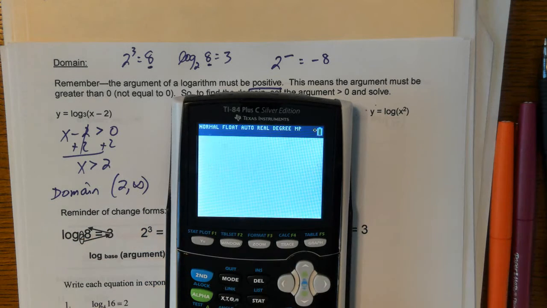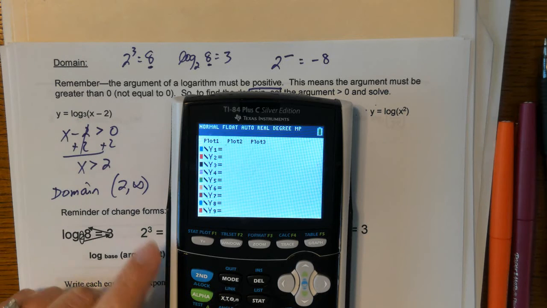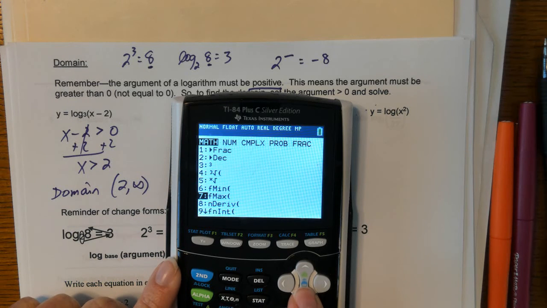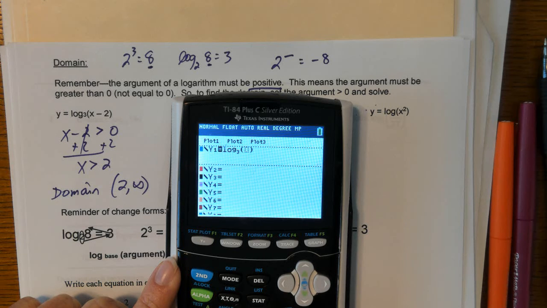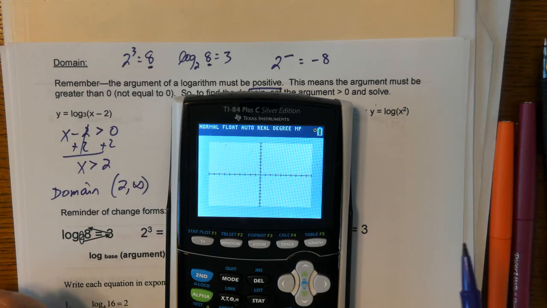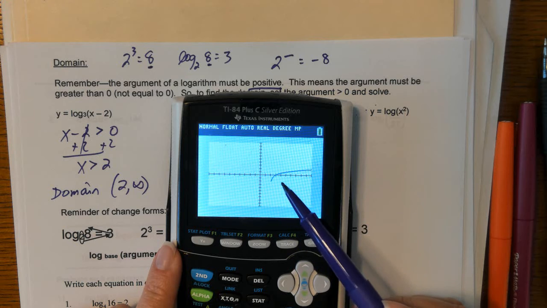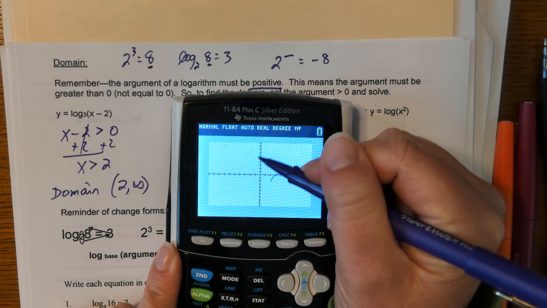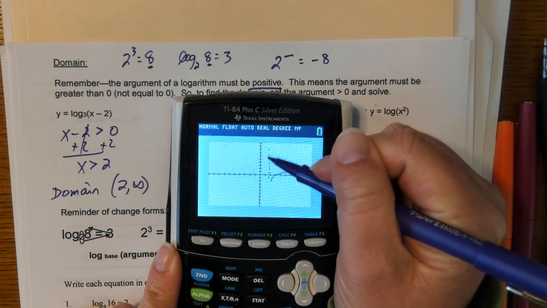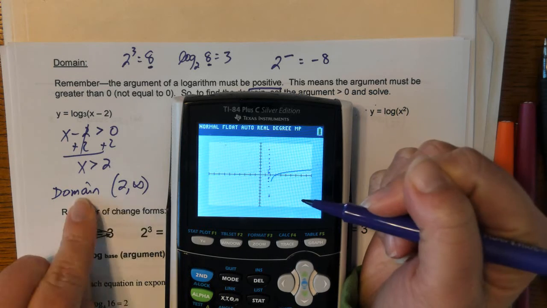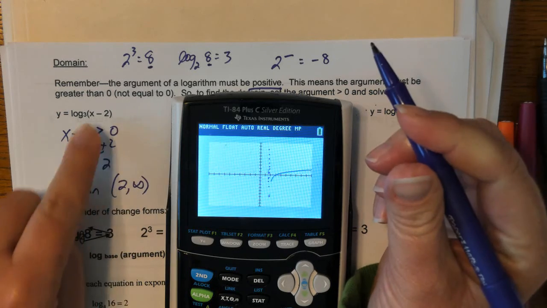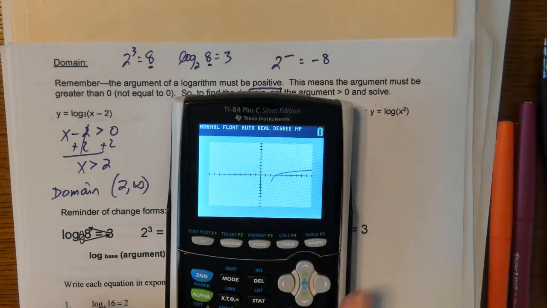If you want to verify that by checking the graph, again, they want the log base to be 3. So I'll hit math, arrow down to log base, tell it I want the base to be 3, and type in my x minus 2. And when I graph it, sure enough, it shifted that graph to the right 2 units. So the vertical asymptote that used to be at 0 is now at 2. So our domain is 2 to infinity because that minus 2 shifted the graph right 2 units.